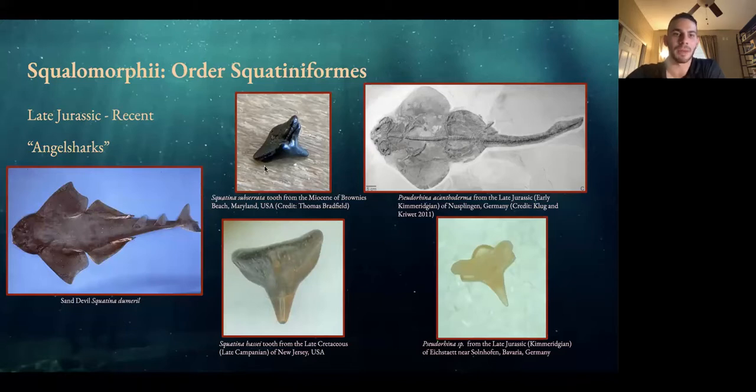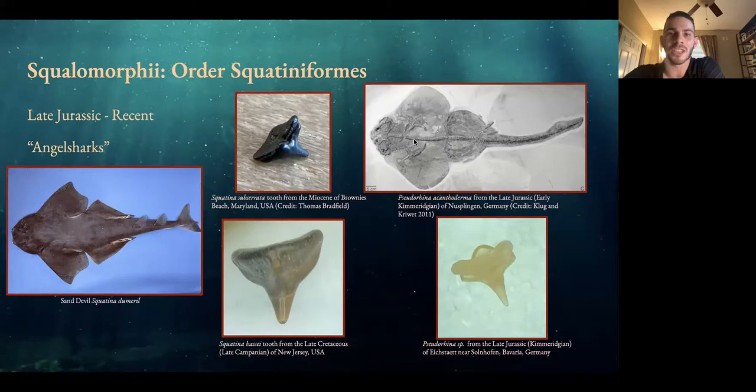But you can find these in Maryland. This is a Squatina subserrata from the Miocene of Brownies Beach. And notice also here a labial apron on the crown, which is reminiscent of orectolobiforms. But again, this is just due to convergence. We have a Squatina hassei from the late Cretaceous of New Jersey, a state nearby you guys. And this was a personal find of mine, actually. And I was really happy to sift this thing out.